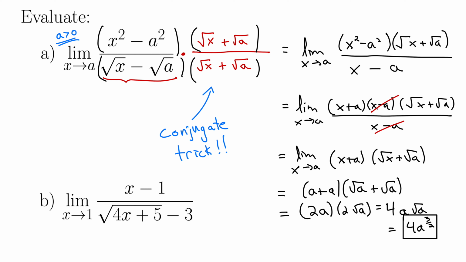Pause the video. Let's read it out. We have the limit as x goes to 1 of x minus 1 divided by the quantity rad 4x plus 5 minus 3. So pause the video, see if you can use the conjugate trick to evaluate that limit. This is exactly the kind of limit I could imagine showing up on a calculus final exam, for instance. And then we'll compare notes after you've tried it yourself.